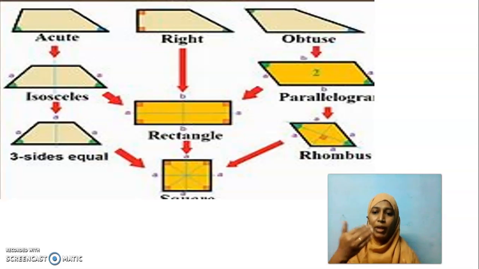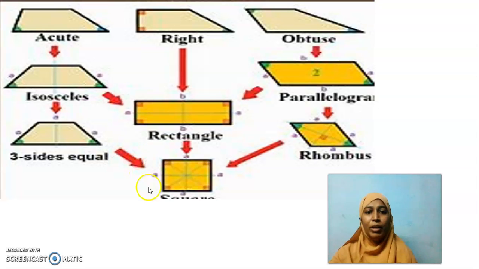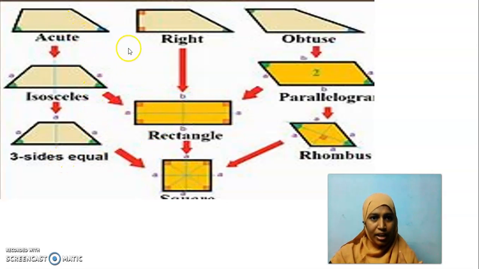A rectangle will become a square only if all four sides are equal. With that condition, this rectangle will become a square. So a square is a rectangle. Though the flowchart is from top to bottom, it means the reverse way. See, every isosceles is an acute trapezium. Every square is a rectangle. Every rectangle is a right trapezium. Do you understand what I mean to say here?